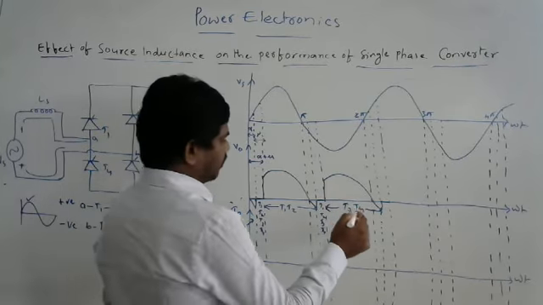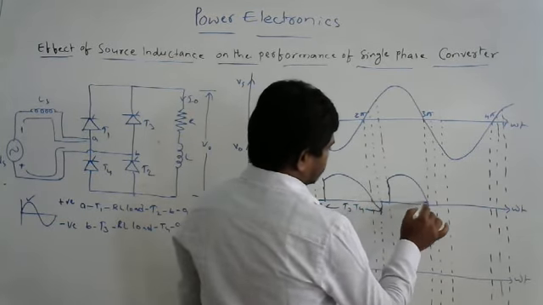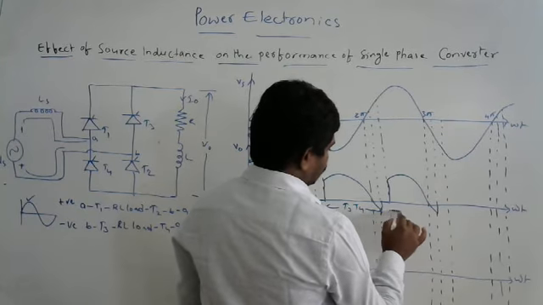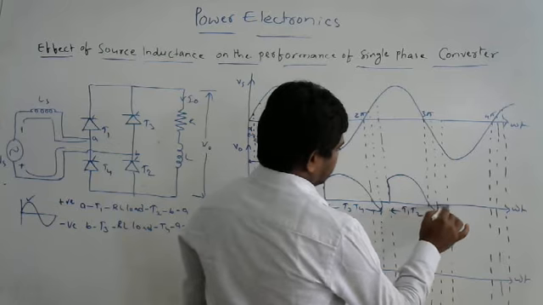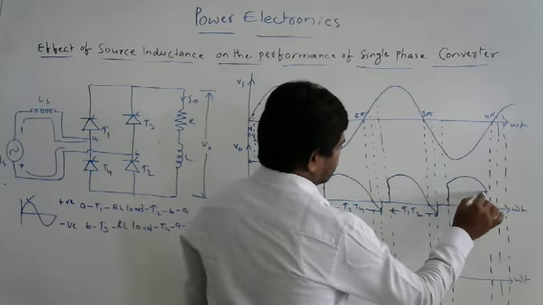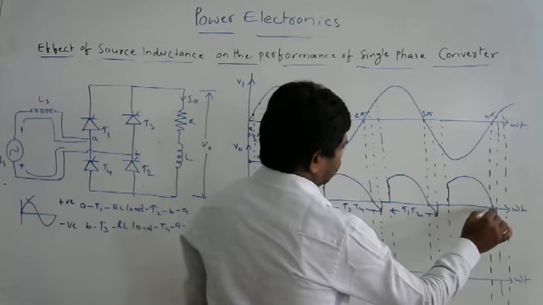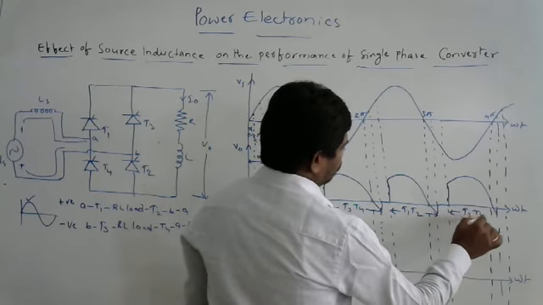Then it repeats for the second cycle like this. During this period, T1, T2 conducting. After that, no voltage because of the overlap, meaning conduction of all four thyristors together. We are unable to get the output voltage.